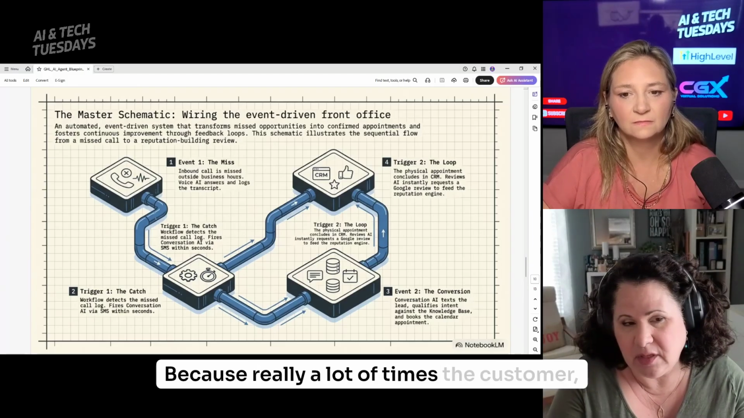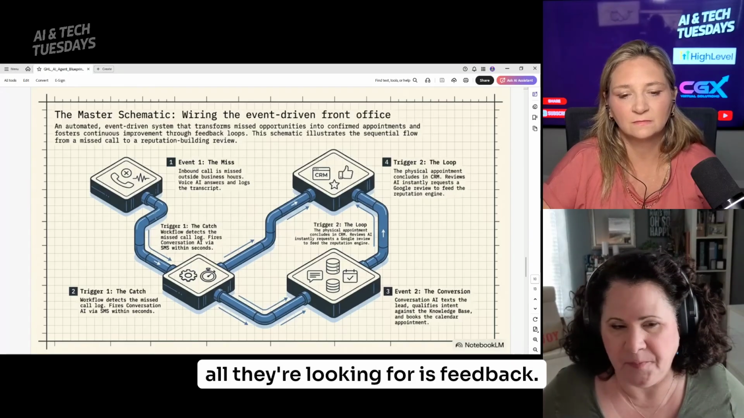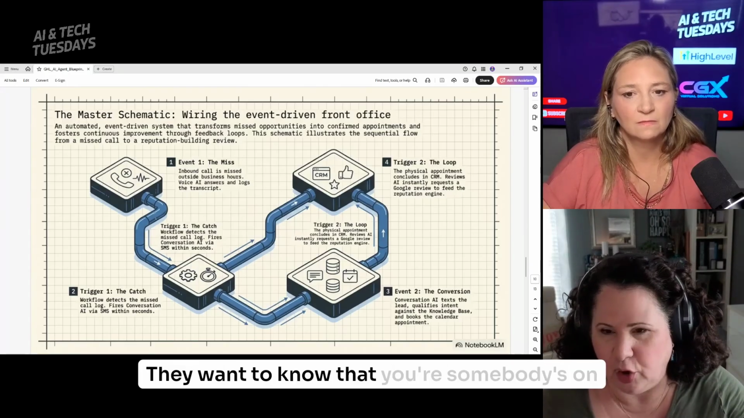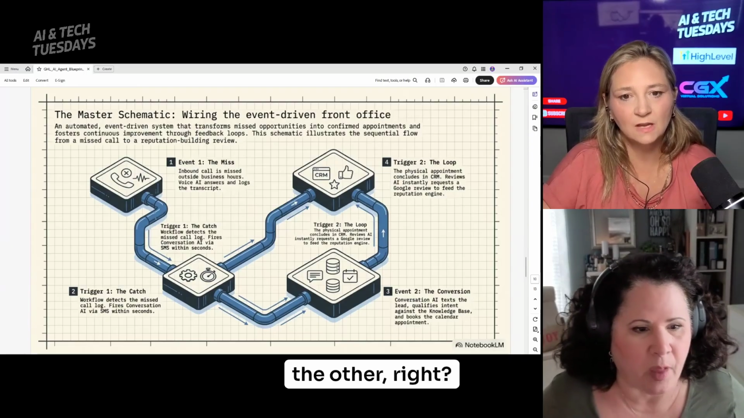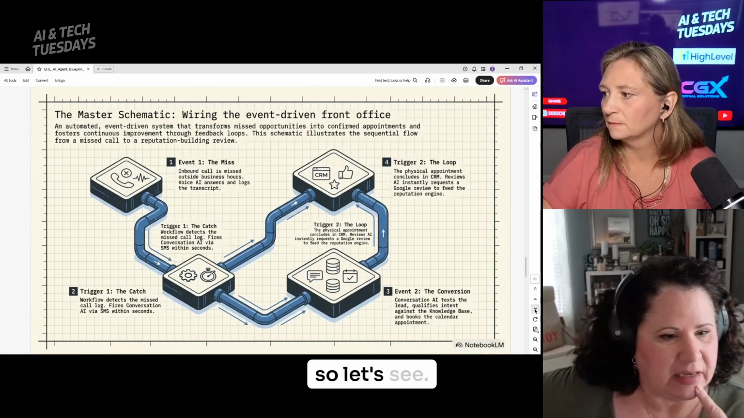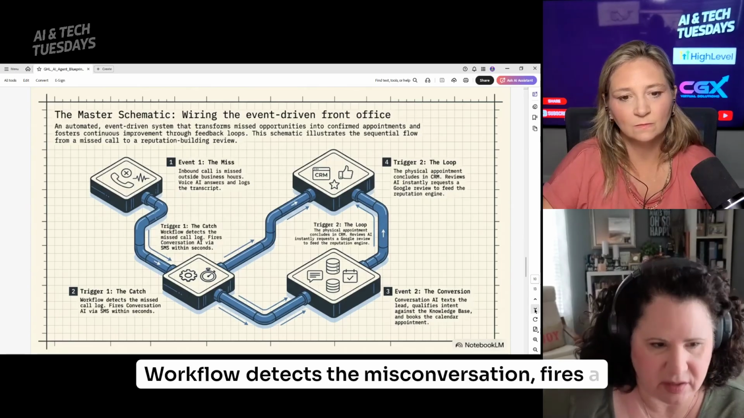Because really, a lot of times the customer, all they're looking for is feedback. They want to know that somebody's on the other end of the line somehow, one way or the other, right? So let's see. Workflow detects the missed conversation, fires a conversation.